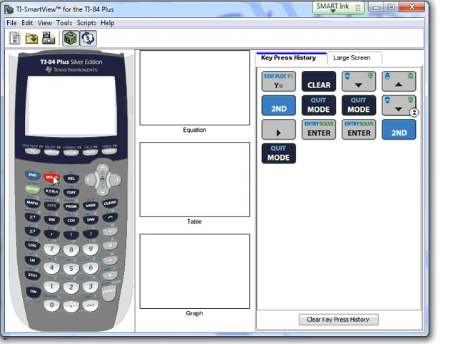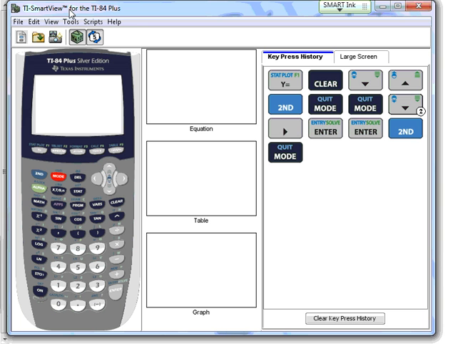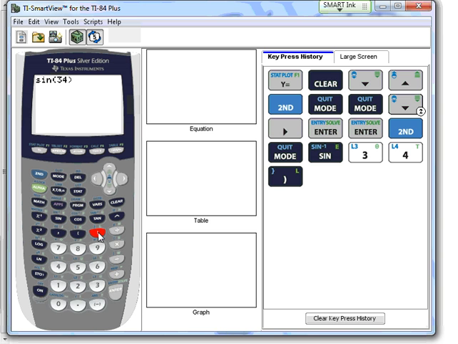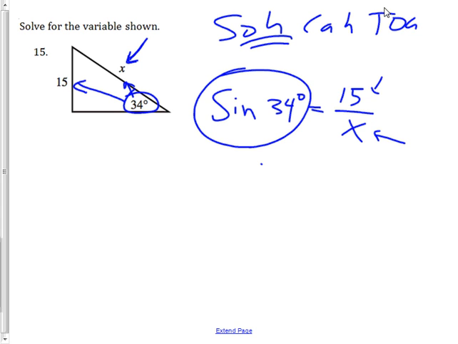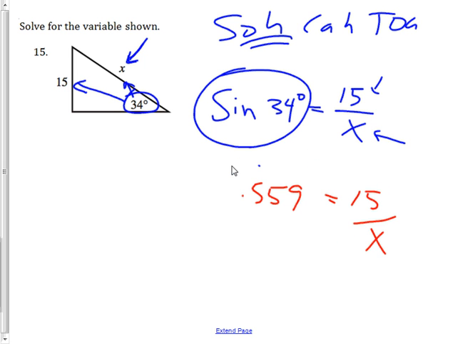So when I type in sine of 34 degrees here, I'm going to go sine, and then I'm going to type in 34, that'll assume it's in degrees, and I'm going to hit enter, and it should tell me what sine of 34 degrees is. 0.559. I'm going to round it to 0.559. So if 0.559 is equal to 15 over x, do you see how I'm really close to having it done now?